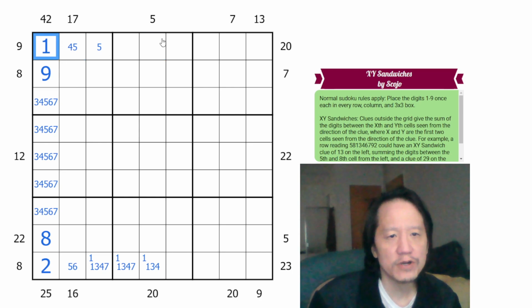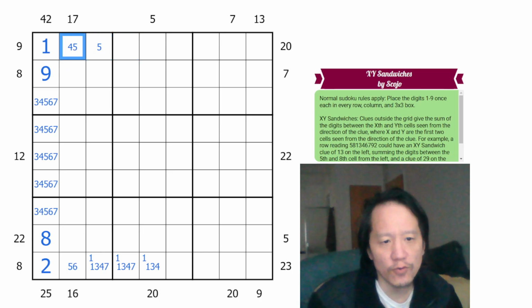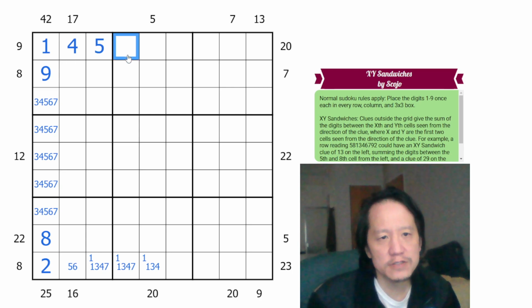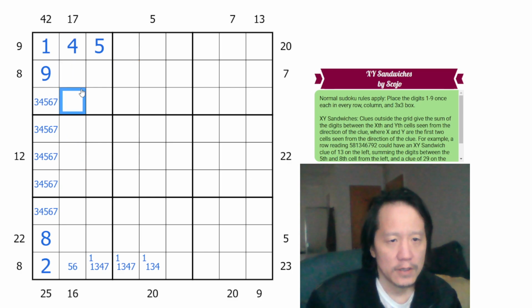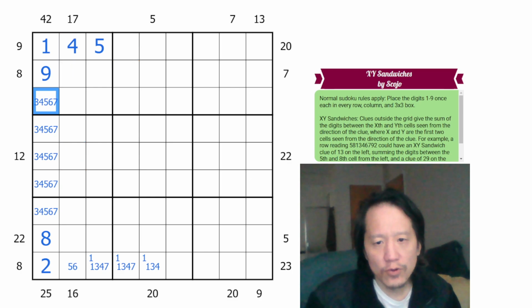Because if you had 1 and 5, that includes a 5 in between, and then there would be at lowest 5 plus 2 plus 3. So this has to be 1, 4, and this is 5, which makes this we don't know. Okay, so this can't be 4 or 5.